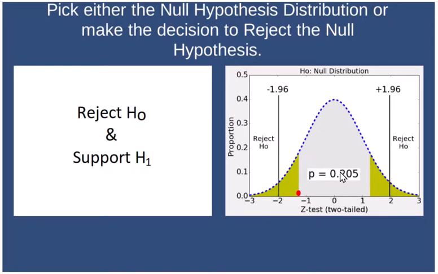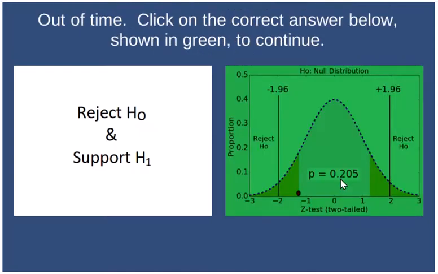Okay, now we're being shown the null hypothesis distribution. We're being given the p-value, it's 0.205. We're also shown the sample mean. When we're looking at the null hypothesis distribution, it's predicting that the sample mean is going to end up within approximately plus or minus 2 standard errors.